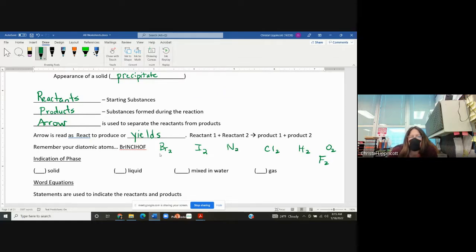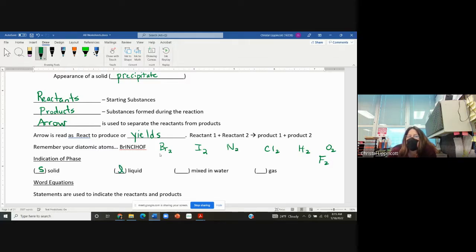Okay, so with a lot of these, you have to indicate what phase they're in. When we have a solid or a precipitate, remember precipitate and solid is the same thing, you're going to write an S there. In some books, you will see that written as PPT, but I don't typically do that. First of all, it takes up too much room and too much time. But just realize that that's sometimes written that way.